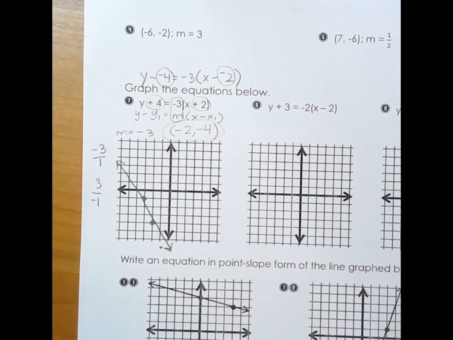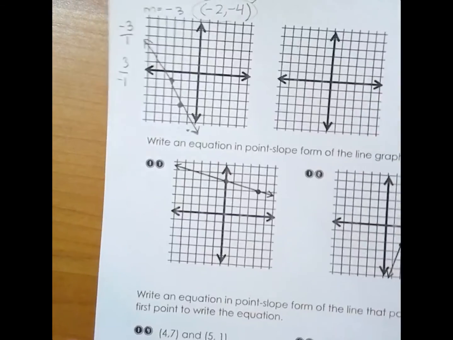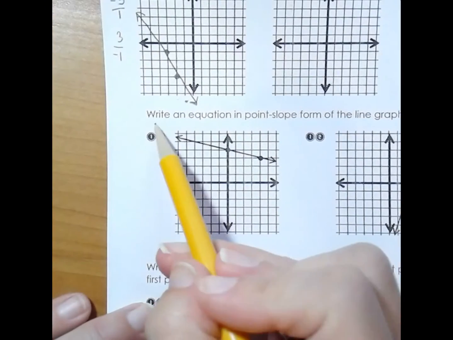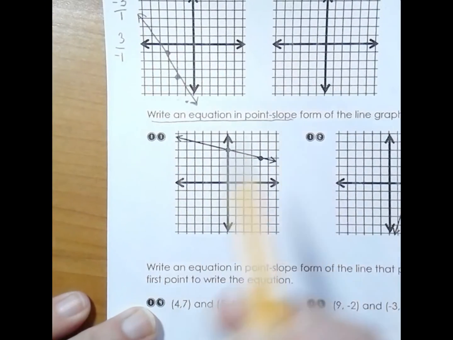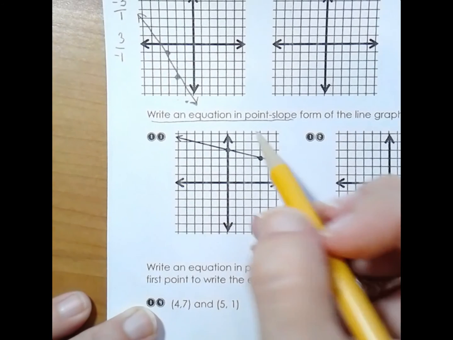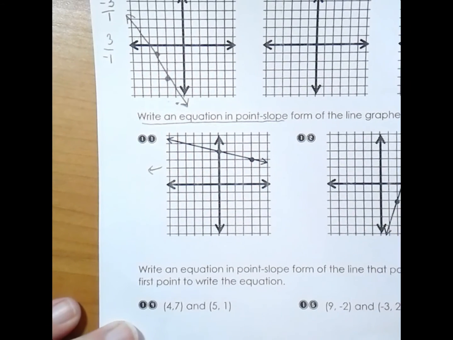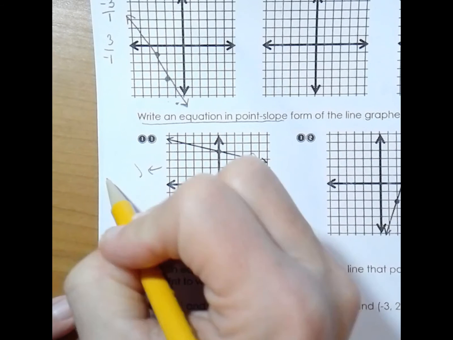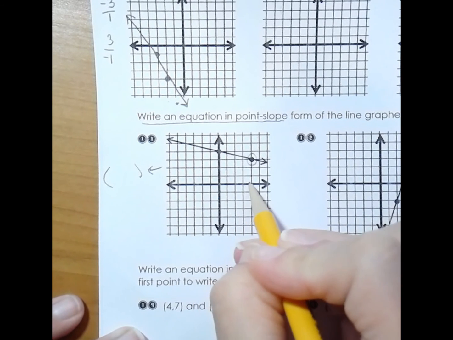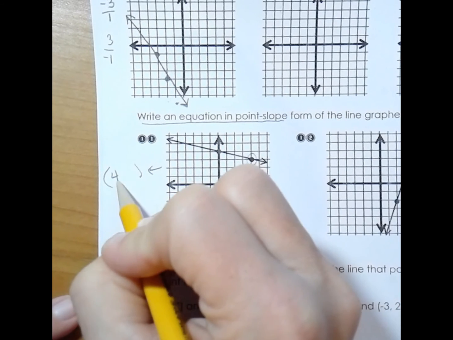All right, let's look at the second one down here, number 11. This time you are supposed to write an equation in point slope form. So all I need to do is pick any point. Okay, I think the directions say use the right hand point, so we're going to use this point as our point, which would be 1, 2, 3, 4, 1, 2, 3.